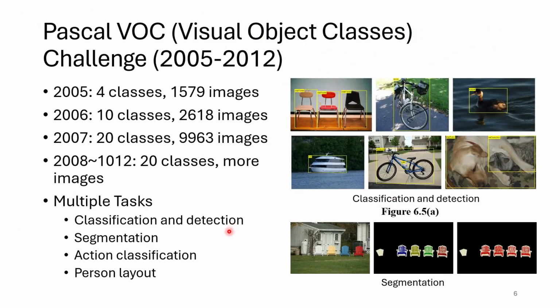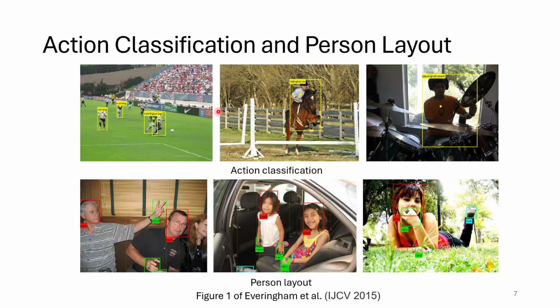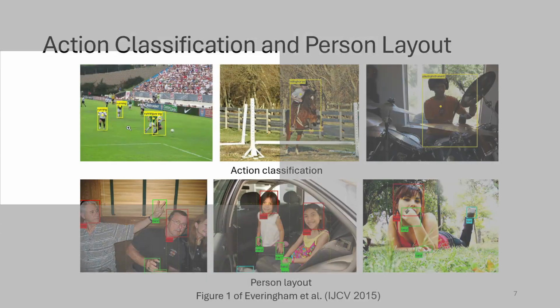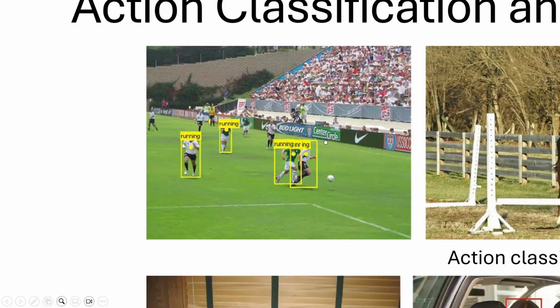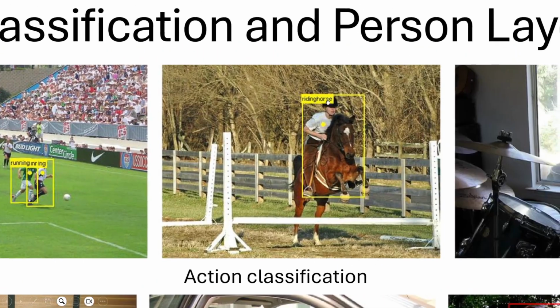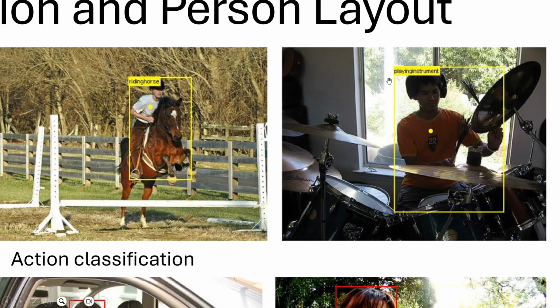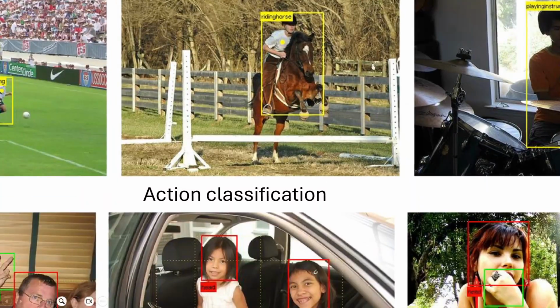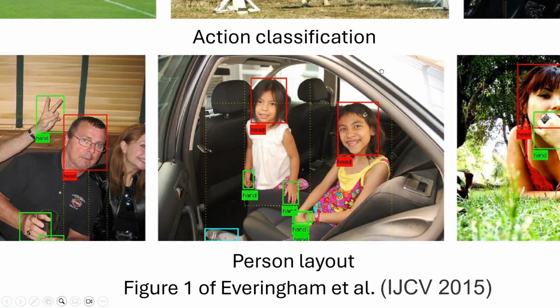And there are two more additional tasks. Let's see, action classification. So you can see there are many human objects and they are doing something. Let's enlarge the label. You can see they are running, and this is riding a horse, and this is playing an instrument. So this is an action recognition task from images with humans. And then the last one is the person layout.